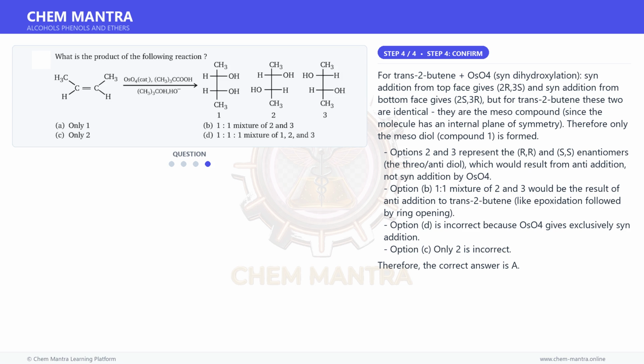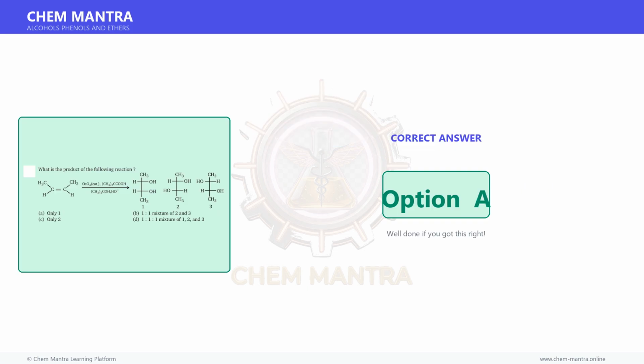Option D is incorrect because OsO4 gives exclusively syn addition. Option C, only 2, is incorrect. Therefore, the correct answer is A. Therefore, the correct answer is option A.